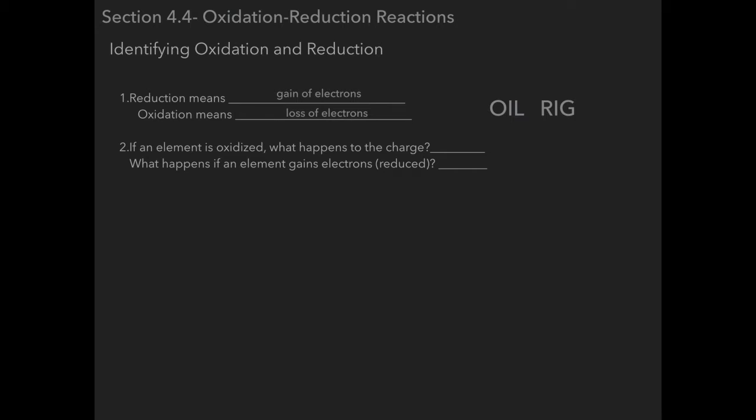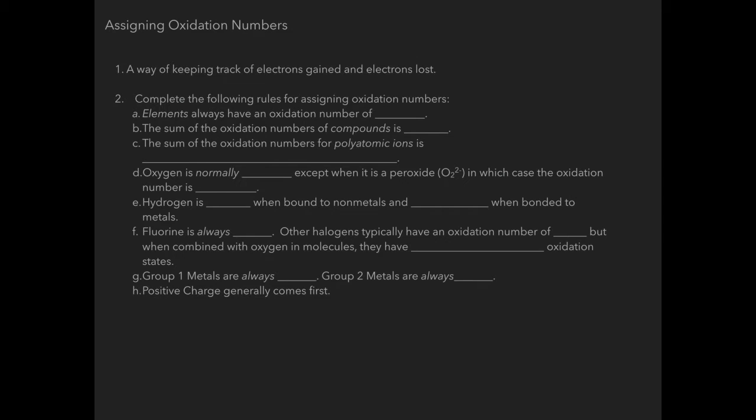If an element is oxidized, meaning it loses electrons, its charge is going to become more positive. If an element is reduced, meaning it gains electrons, that means its charge is going to be more negative. So let's look at some rules with regards to assigning oxidation numbers.